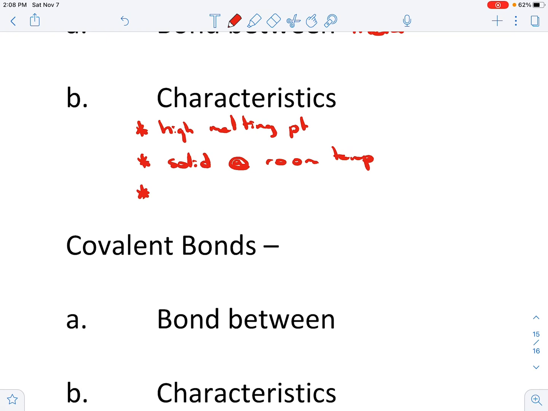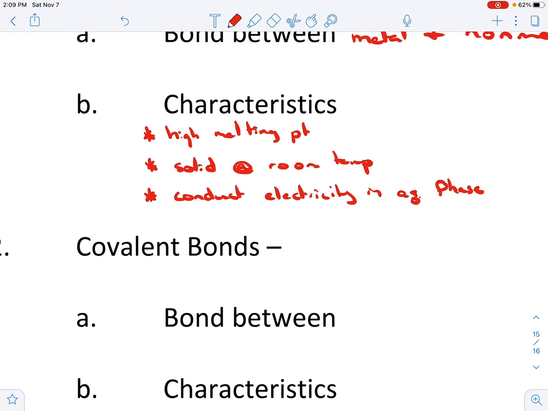The other thing is that it tends to conduct electricity in the aqueous phase. The aqueous phase means once it's dissolved in water, it'll conduct electricity. It actually will not conduct electricity as a solid.